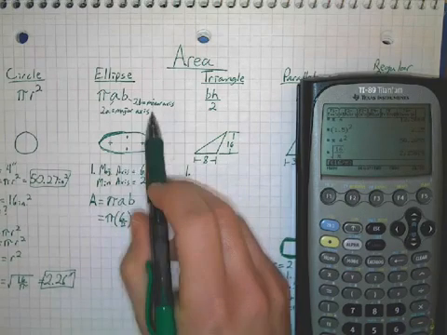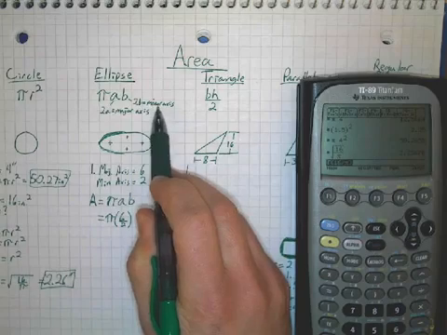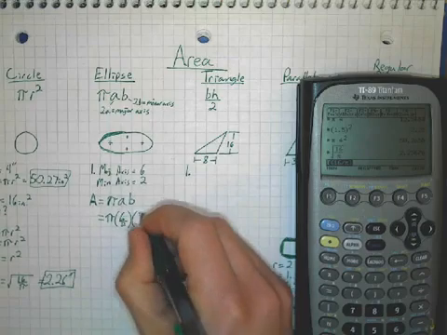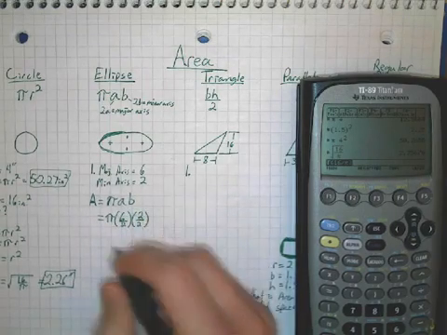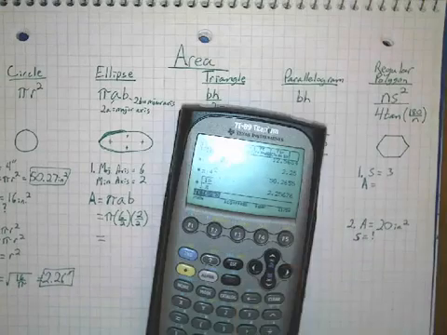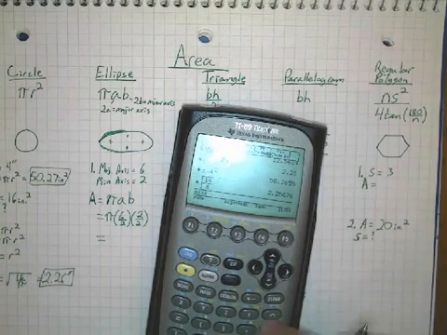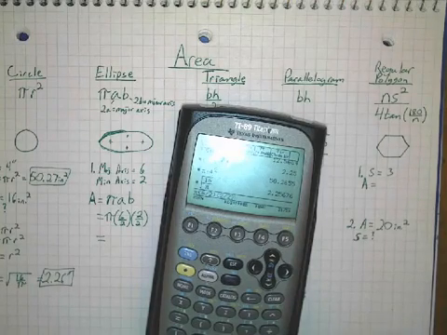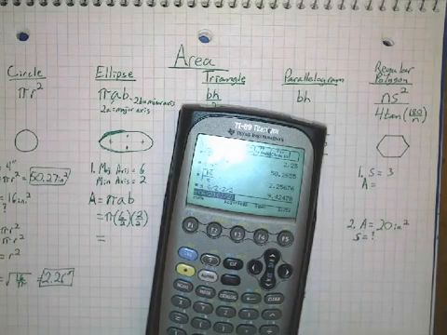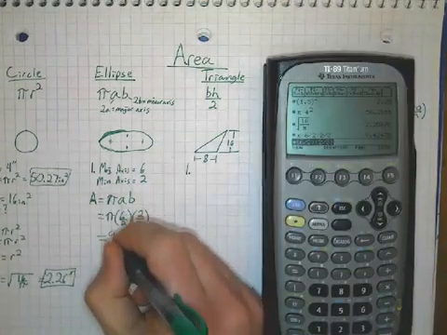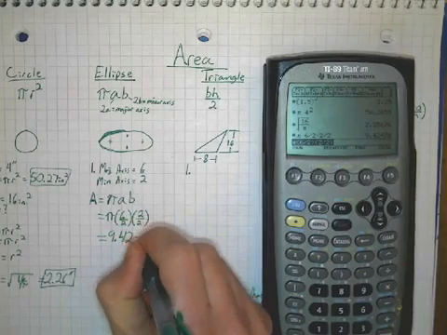B is my minor axis. Well, 2B is actually my minor axis. So if I want just B, I need to take my minor axis divided by 2. So 2 divided by 2. So if I do all of that, I say pi times 6 over 2 times 2 over 2. And I should get something around a 9. Yep, 9.42, let's call it. 9.42 inches squared.